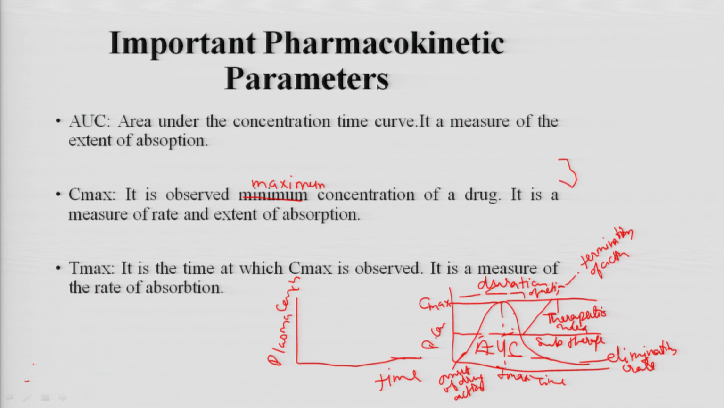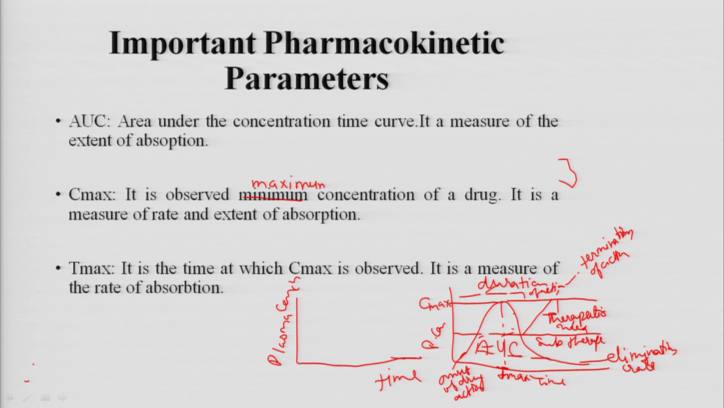Next is Tmax. At what time is the concentration of drug maximum? Tmax is that time. It is the time at which Cmax is observed. It means the maximum concentration of drug is observed at which time? This is called Tmax. It is a measure of rate of absorption.